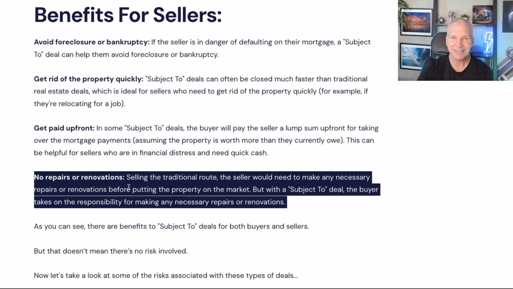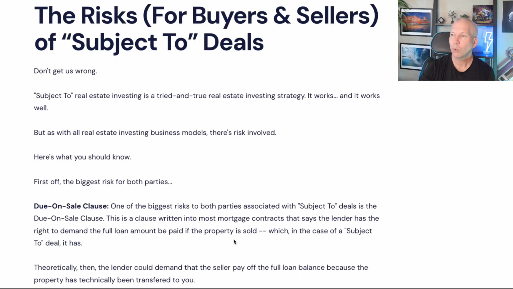No repairs and renovations. That's a big deal as well. The property's as is. So you're getting it with every problem that there is associated with the property, and the sellers know how many repairs and renovations are typically required. So unless you're getting a full property inspection, which I highly recommend as well, or having a licensed contractor walk through it just to see if there are any glaring issues that you're missing, make sure that you take a look at that property and know exactly what those repairs and renovations are going to cost before closing on a subject to transaction. So what are the risks associated with subject to deals?